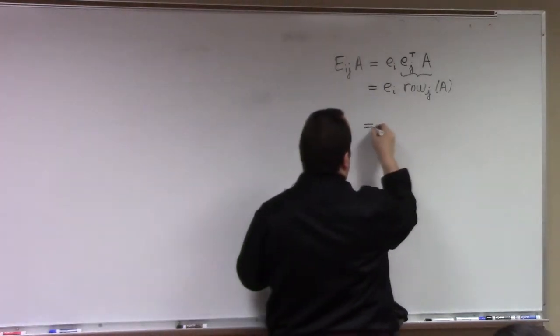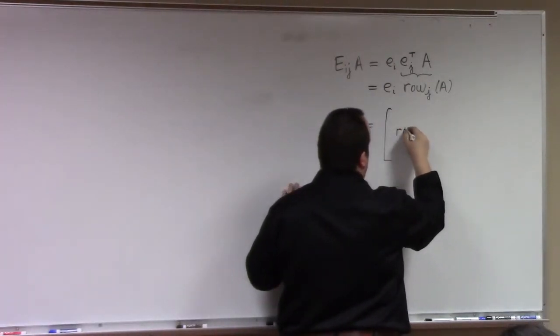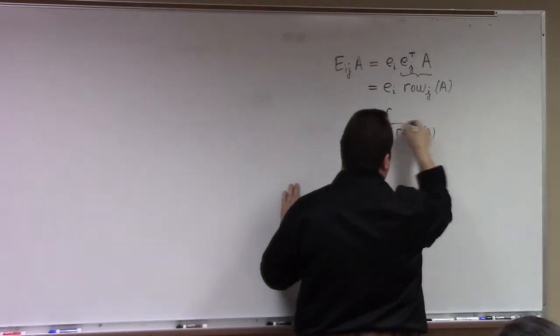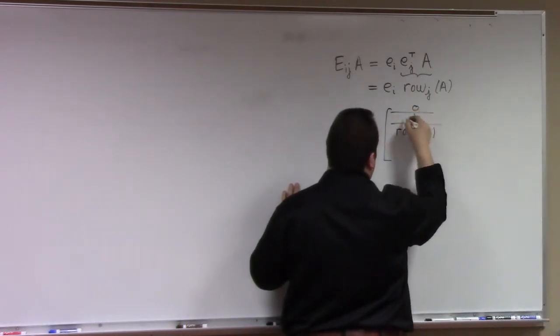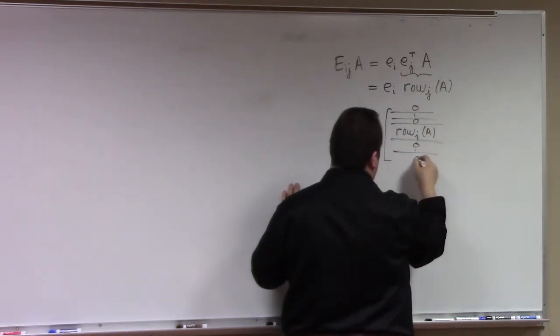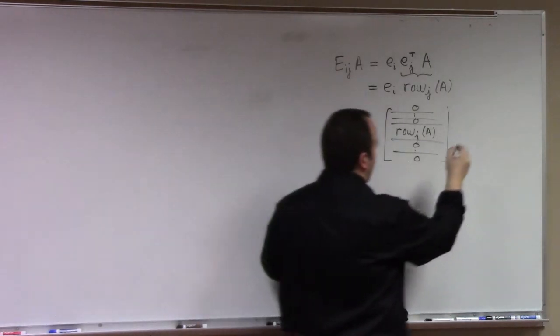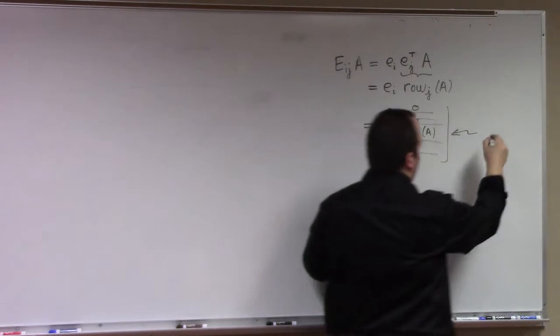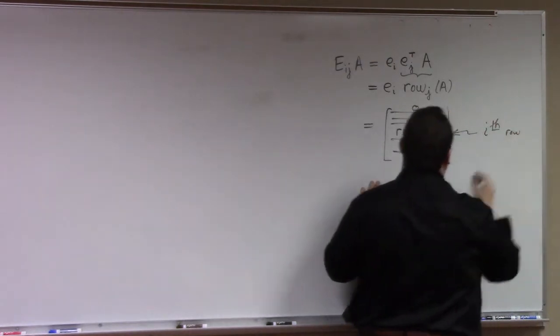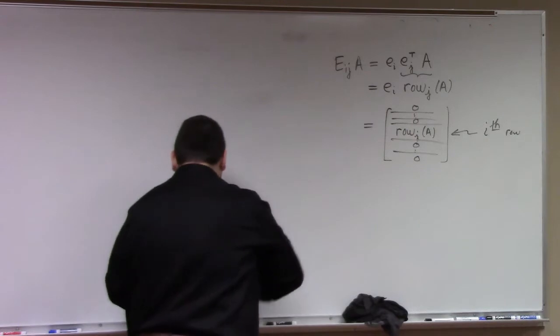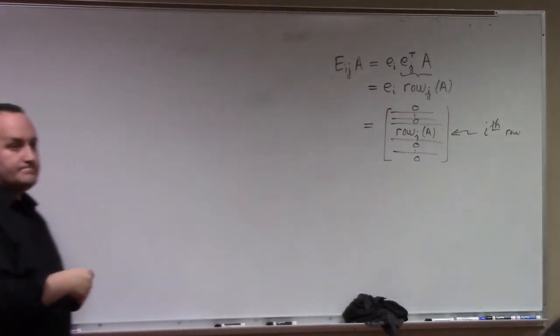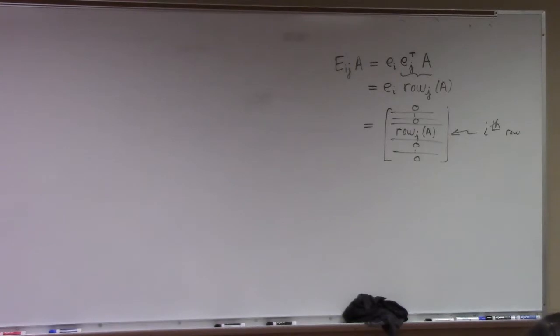I'll tell you what it does. It gives us a matrix which puts row j of A where? In which position is that? Which row is this? Yeah, that's the ith row. So that's how row-column multiplication works. All right, so with that in mind, special case, i equals j, what is E_ii times A?